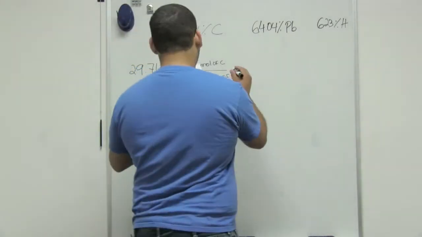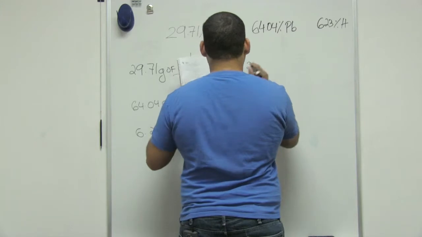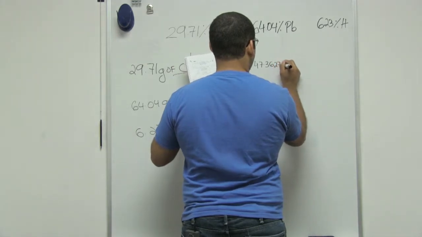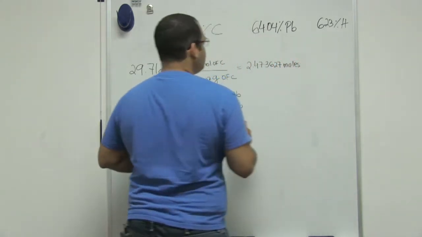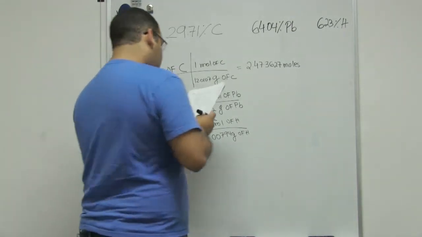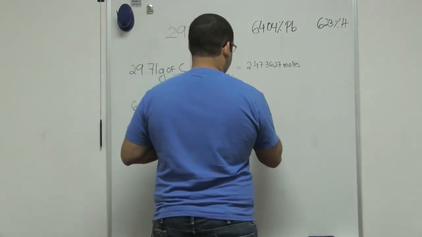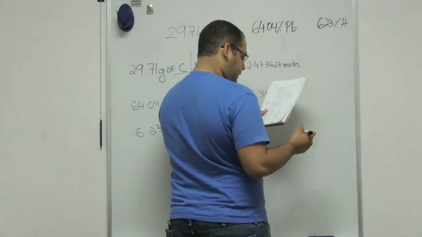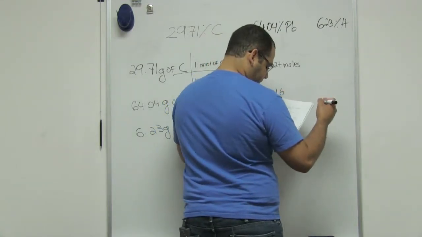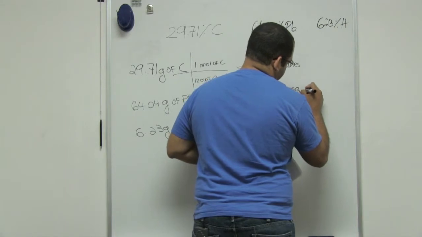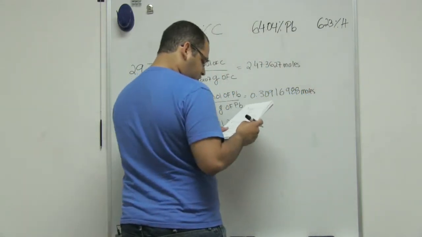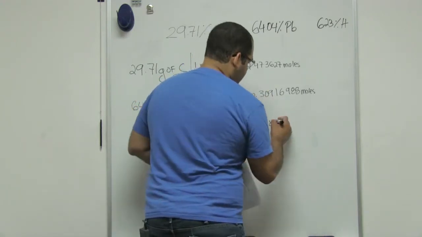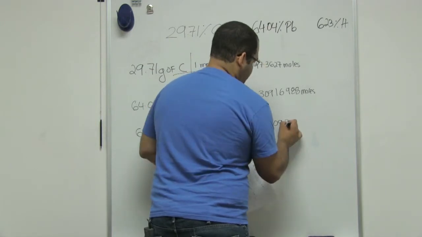And then I do the grams given divided by the molecular mass for each one. I already have that on here. So for carbon, if I do the calculation, I got 2.473627 moles. For lead, I got 0.30916988 moles. And for hydrogen, I got 6.180923 moles.